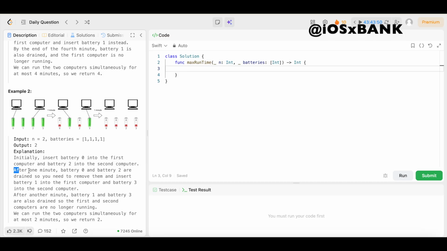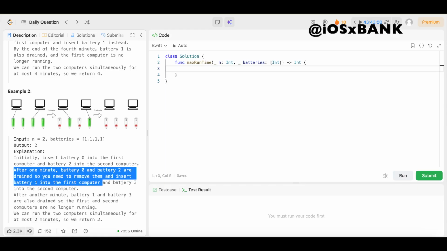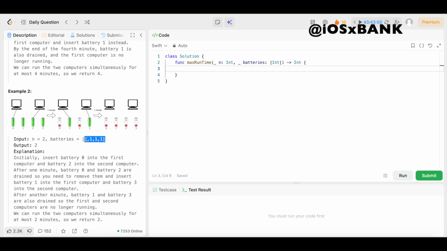It says after 1 minute, battery 0 and battery 2 are drained, so you need to remove them and insert battery 1 into the first computer and battery 3 into the second computer. After 1 minute, that's all we get with these batteries, right? Only 1 minute each. This battery is done, and this one is done. But it's okay because we still have this battery and this battery.